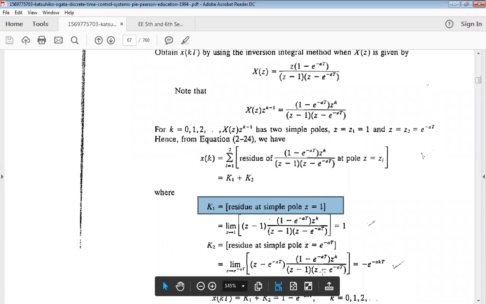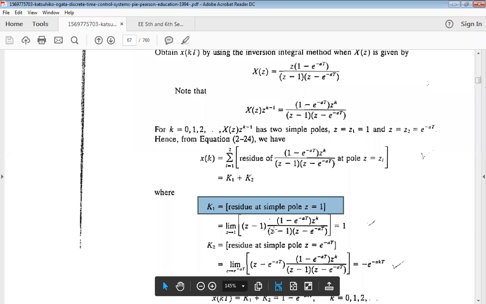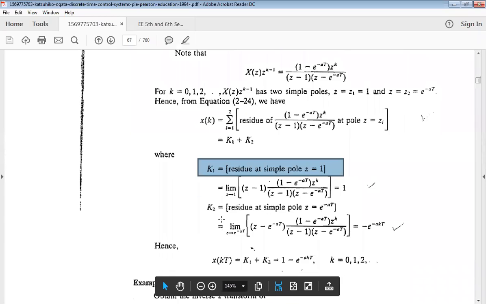That means k1 is the residue of X(z) z to the power k minus 1 at z is equal to 1. So simply multiply z minus 1 into the expression X(z) into z to the power k minus 1 and put z is equal to 1. If you multiply by z minus 1, then the z minus 1 terms cancel out, and if you put z is equal to 1, the value becomes 1. And in the same way, now you have to find the residue at the pole z is equal to e to the power minus aT.